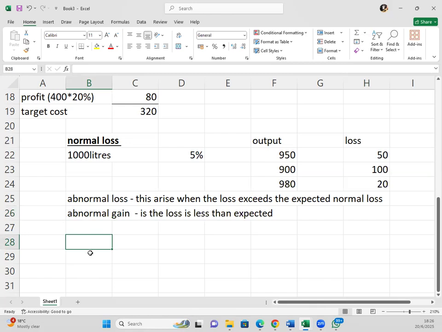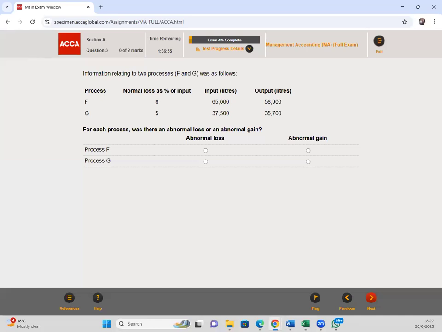Now let's go and apply that to our question. Looking at the question, we are told that there is an abnormal loss or abnormal gain. So let's look at the first one. For the first one, our normal loss is 8%. You can read the question.